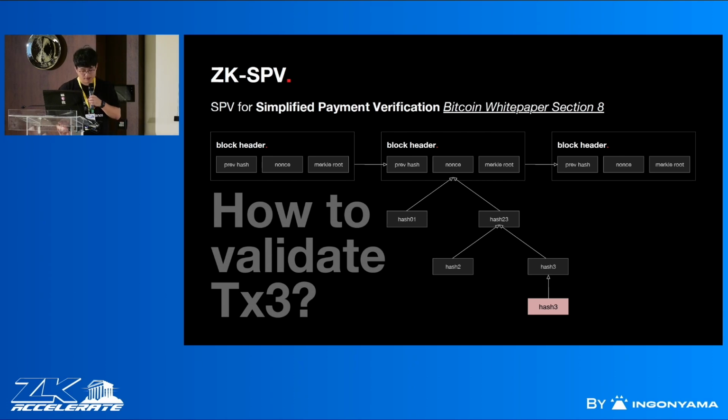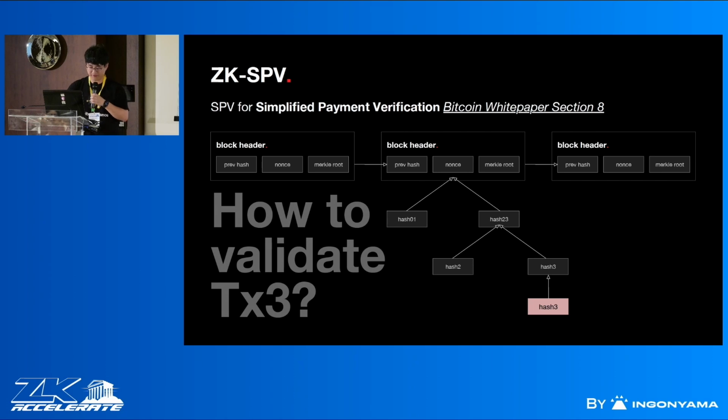First, let's go back to the SPV. SPV stands for simplified payment verification. It first appeared in the Bitcoin white paper, section 8. SPV helps you validate a transaction on the Bitcoin network without downloading the full blockchain data, so you don't need to set up a full node of the Bitcoin network.